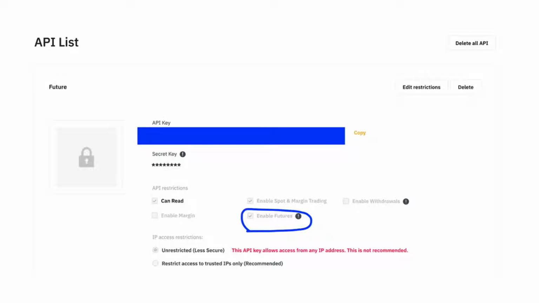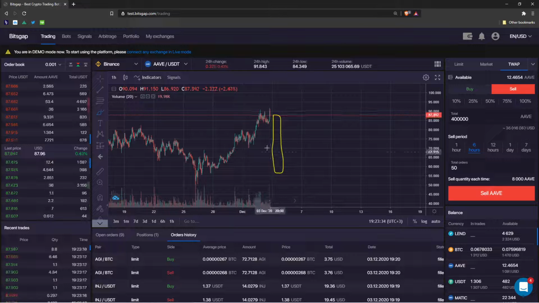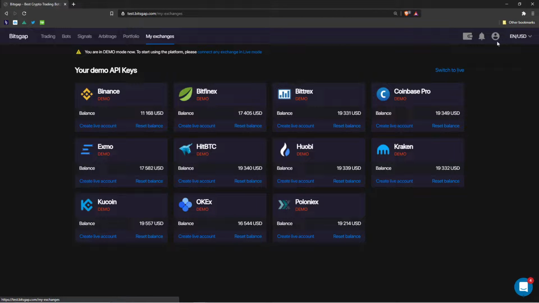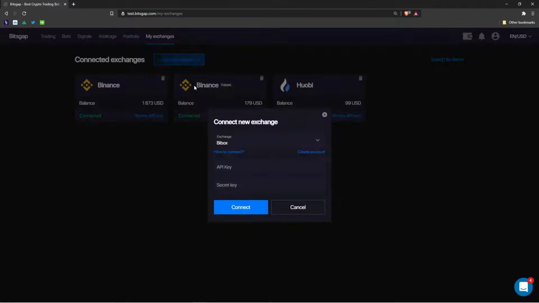So once again, step 1, you go to Binance. Step 2, create API key. Step 3, edit restrictions, enable futures. And step 4, you add API key and secret key right here where we have my exchanges. And you just add exchange.